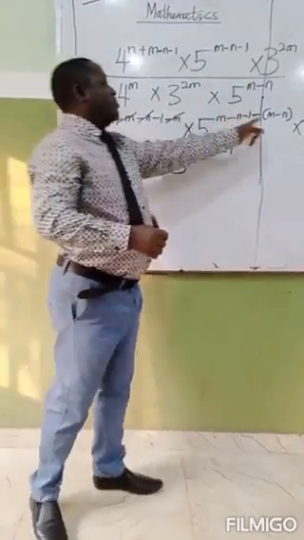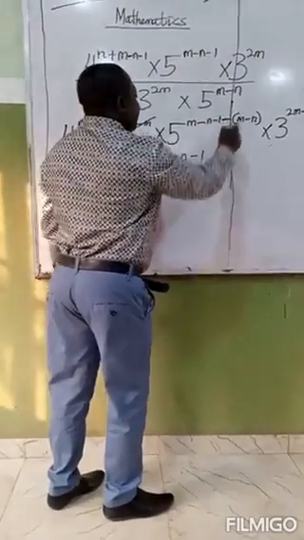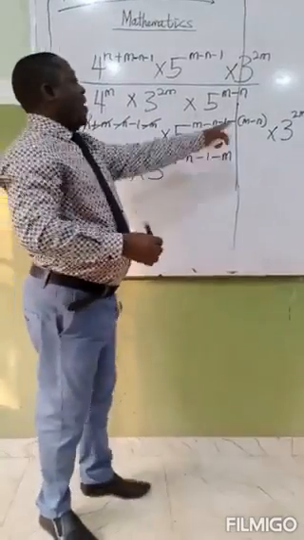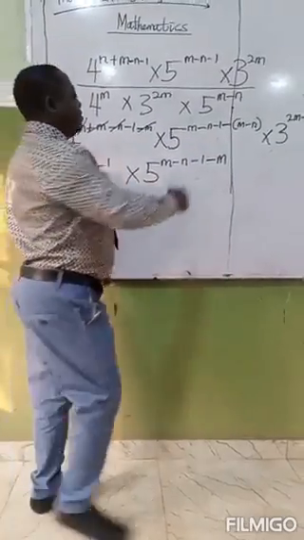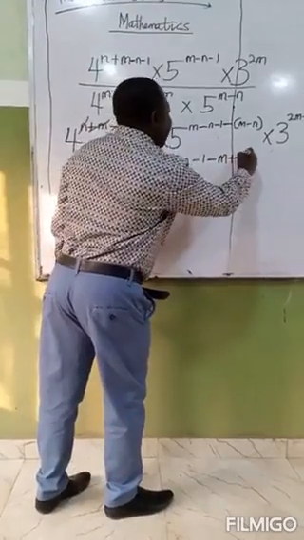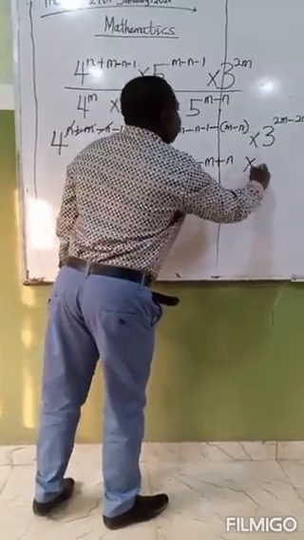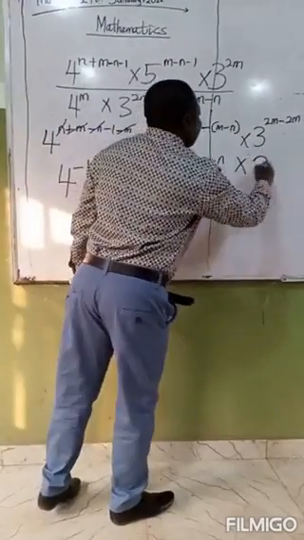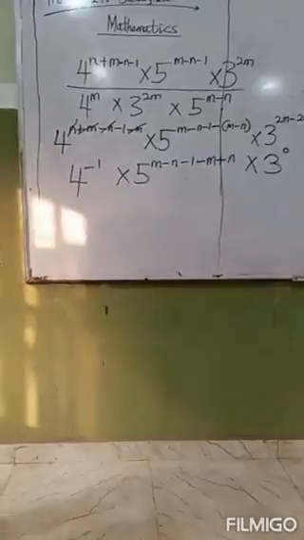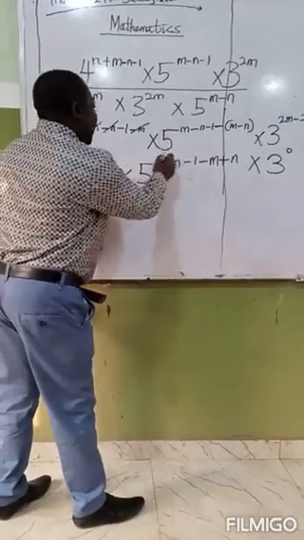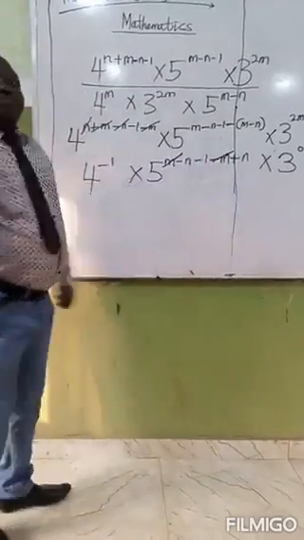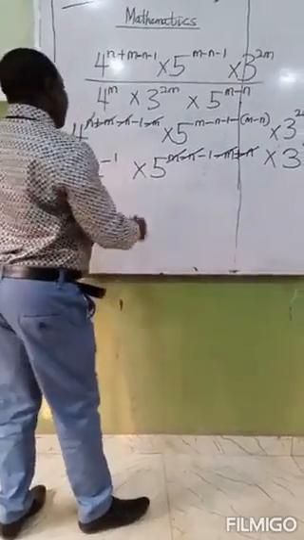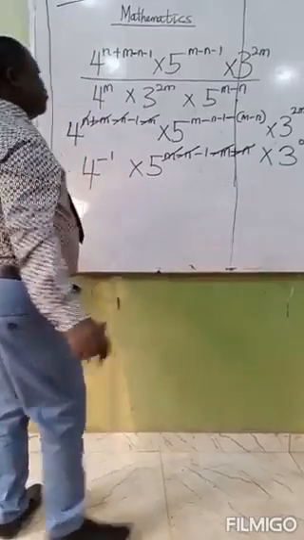We need to open these brackets. Minus times plus will give us minus, and this will be written as minus n. Then minus times minus will give us plus. This will give us plus n. Then times 2m minus 2m is equal to 0. So this is 3 raised to power of 0. So from here, m cancels minus m. n cancels minus n. So we are also left with 5 raised to power minus 1 here.